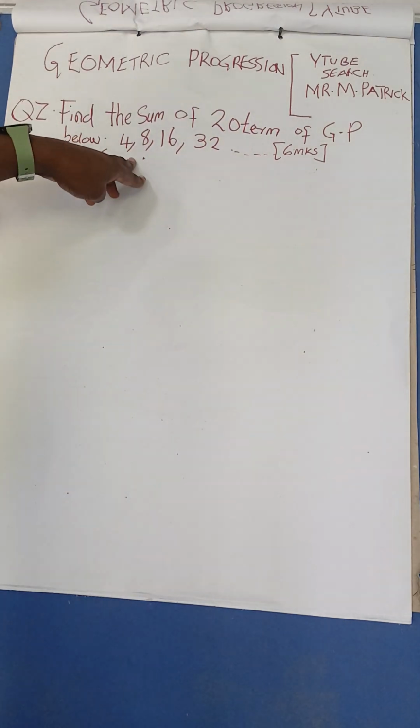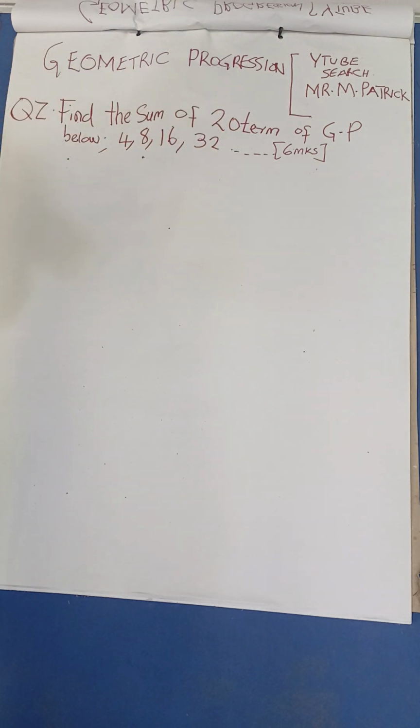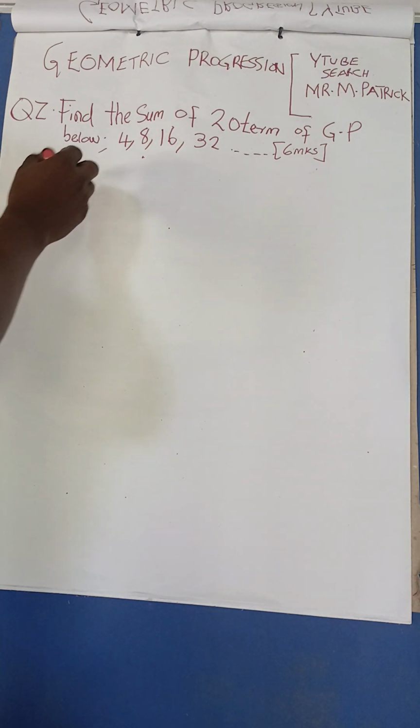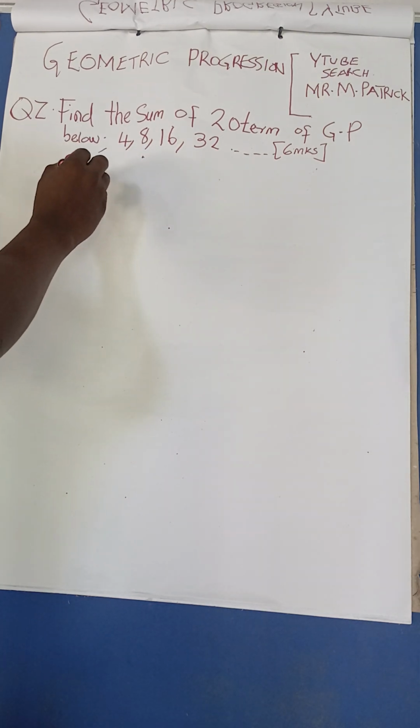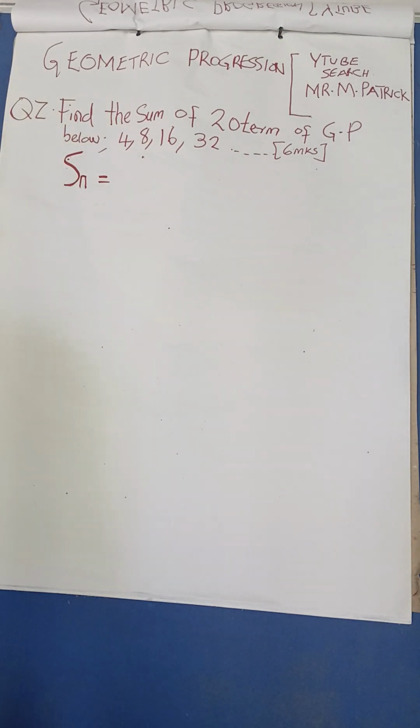So we have the sequence here: 4, 8, 16, 32. 6 marks: find the sum of 20 terms. Now, what we have to do here, first we have to ask ourselves, what is the formula for calculating the sum of a geometric progression? I'll give you the sum, just very easy. As I promised, when you are in this channel, we are going to make everything simple with regard to accounting and mathematics.